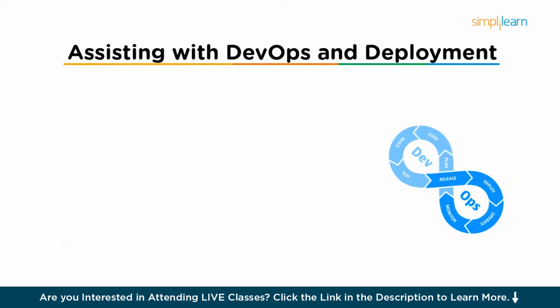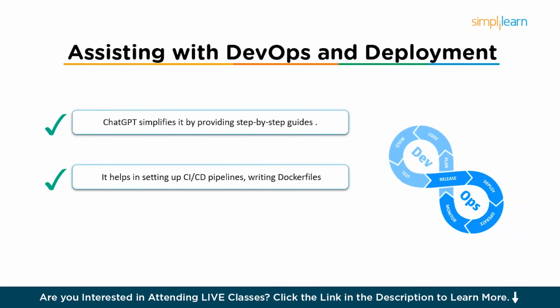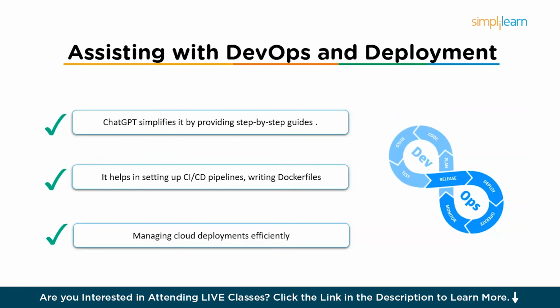Now moving on, we will see assisting with DevOps and deployment. Deploying web applications to production can be complex, but ChatGPT simplifies it by providing step-by-step guides for AWS, Vercel, Firebase, and Docker. It helps in setting up CI/CD pipelines and writing Dockerfiles. It also helps in managing cloud deployments efficiently.